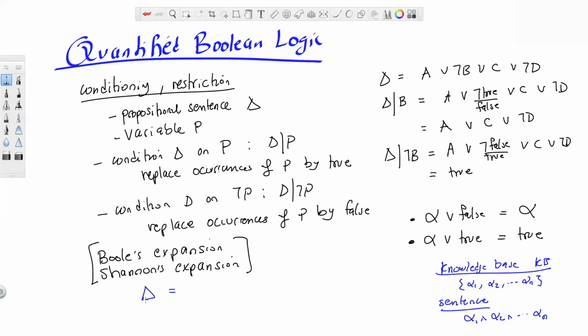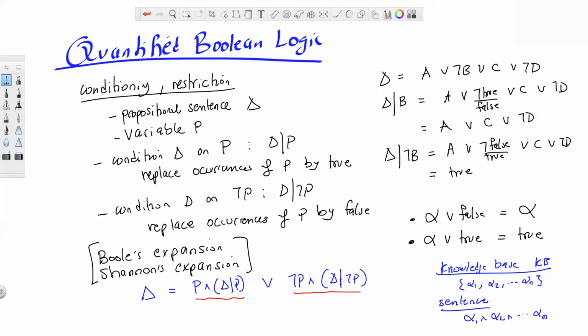What we have here is some knowledge base delta. You pick any variable, and then we can rewrite this in the following way. Okay, look what happened here. In a way, I wrote it as a disjunction that has two ingredients. This first part, where I conditioned on P. What does that mean? I took delta and I set the value of P to true. And then I conjoined that with P. And then in the second part, I set the value of P to false in the knowledge base, and then I conjoined the result with not P.